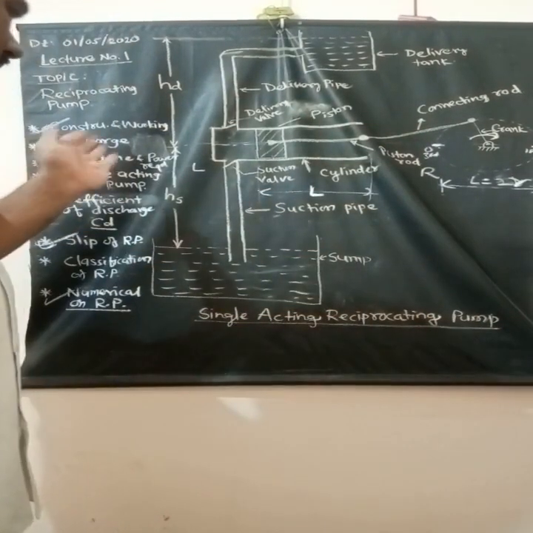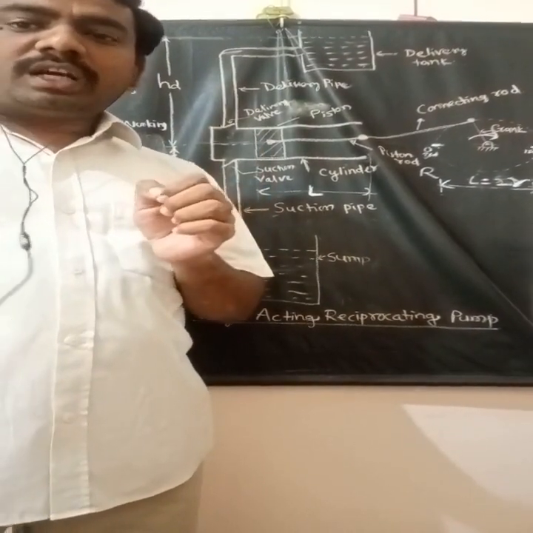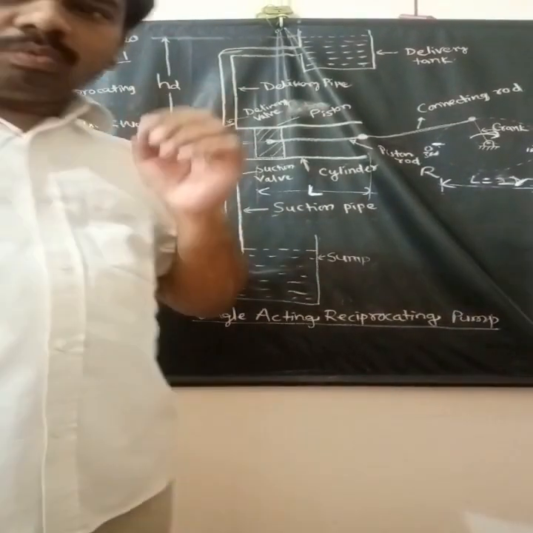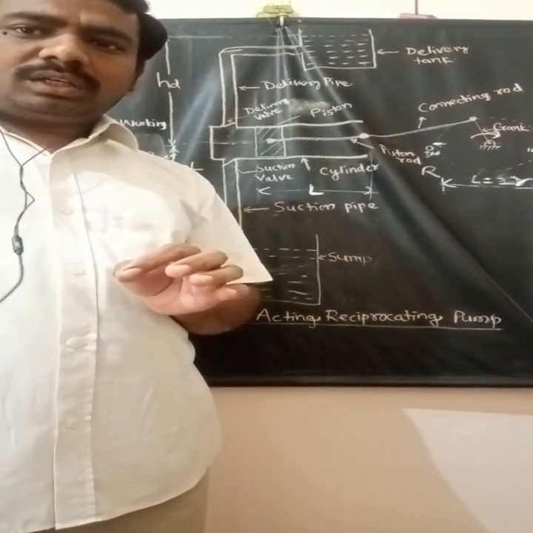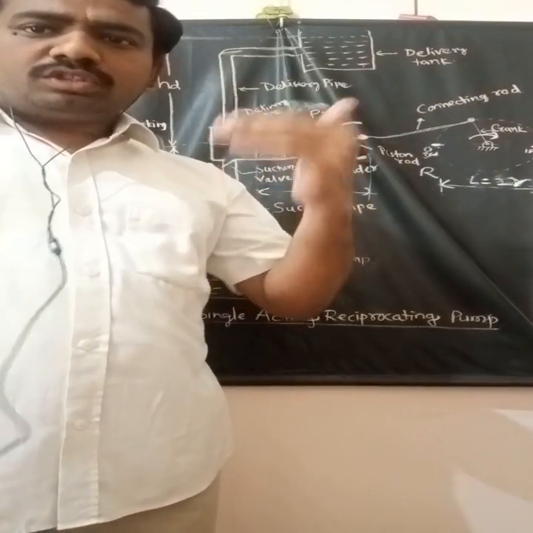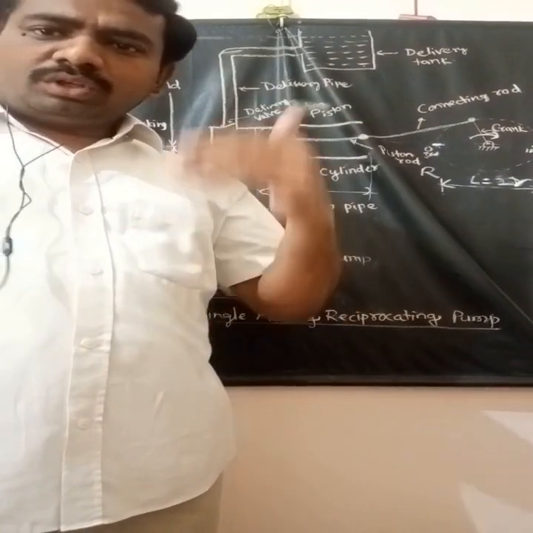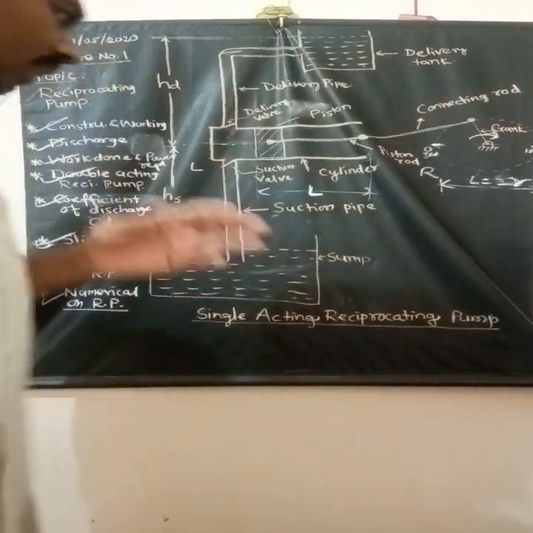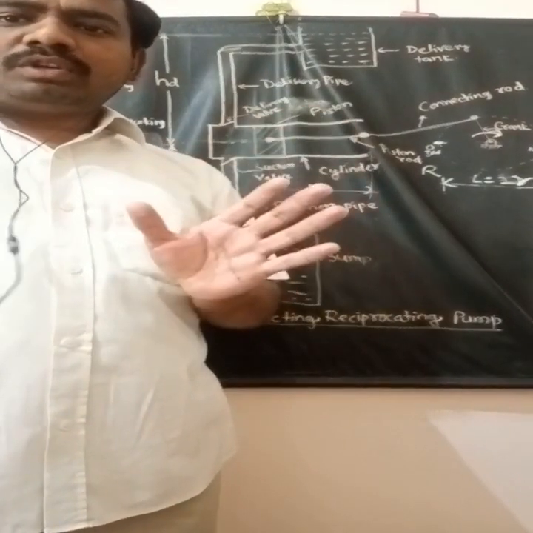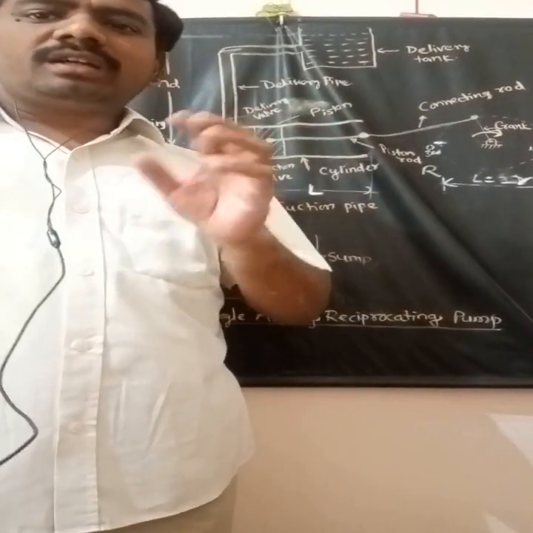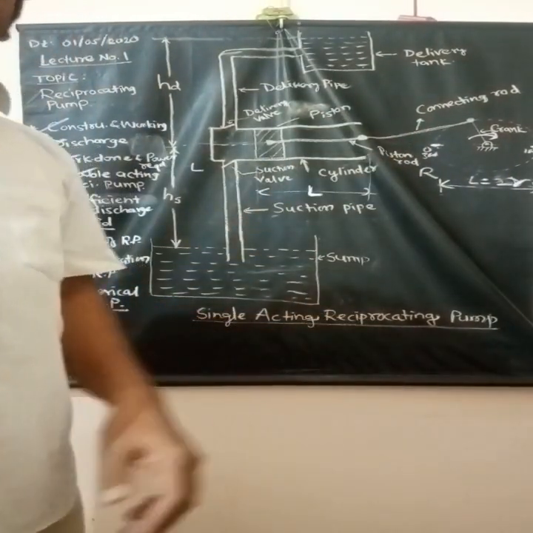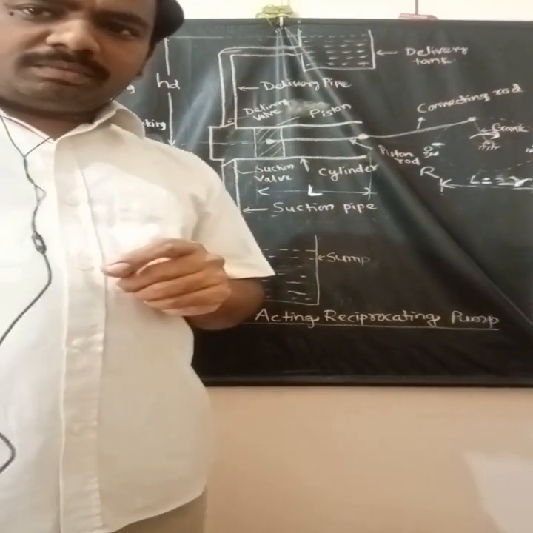Second is the discharge through a reciprocating pump. Then there is the work done per second and the power required to drive this pump to lift the water from a lower level to a higher level. The next one we are going to discuss is the basic difference between the single acting reciprocating pump and the double acting reciprocating pump. Here I have constructed the diagram of a single acting reciprocating pump.